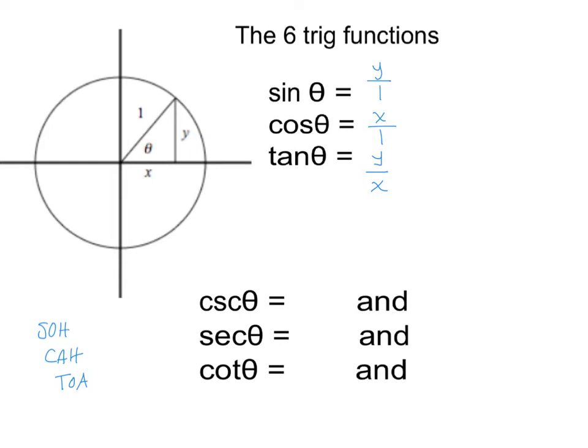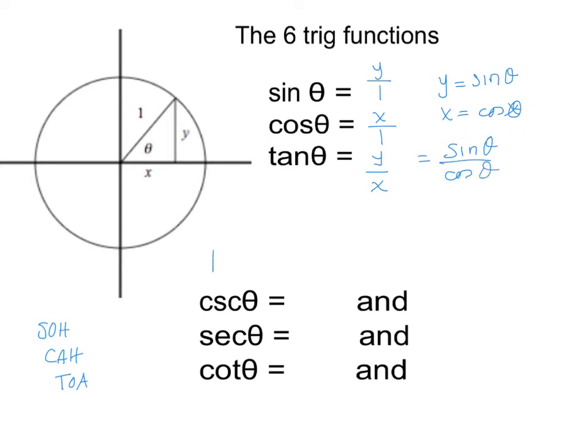So technically, if I'd left off the 1 here in a unit circle, y would be equal to sine theta, x would be equal to cosine theta. Okay, and so if you think about it, y over x would be equal to tangent, so that would be equal to sine theta over cosine theta. I don't know why I didn't write that.